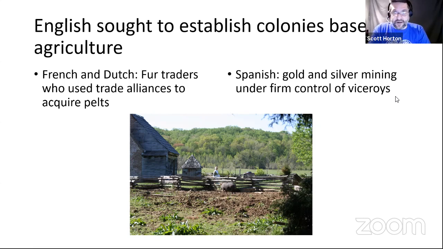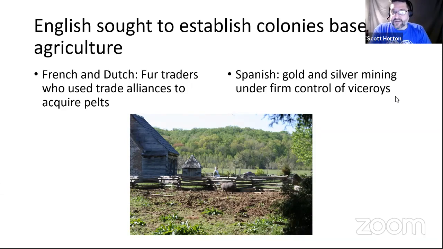The other colonies don't do that. The other colonies are based on other things. You see here on the left, we have the French and the Dutch, who are basically fur traders, who are using their trade alliances to acquire pelts and to engage in fur trading. They're not really coming for agriculture. They're not settling to create farms, and they're not growing products that are going to be sent back to Europe. That's not what's happening there.